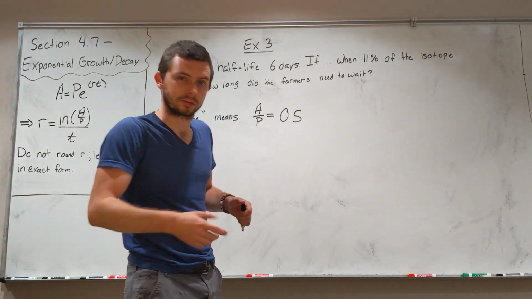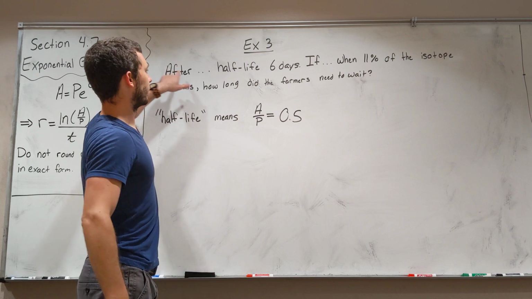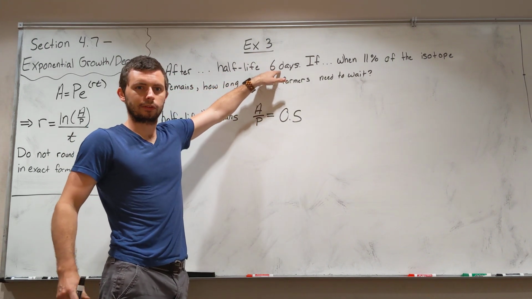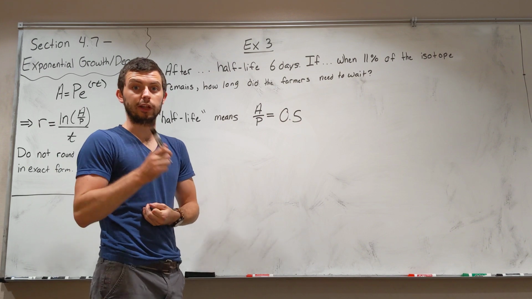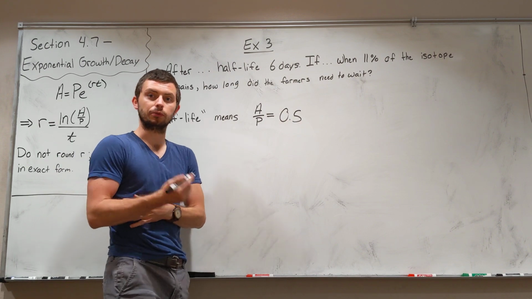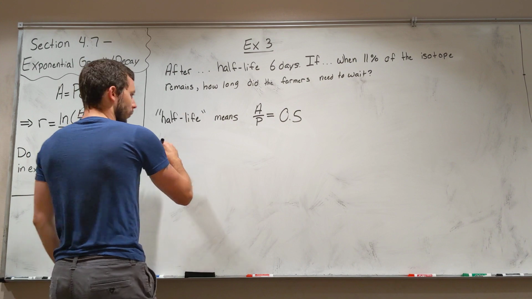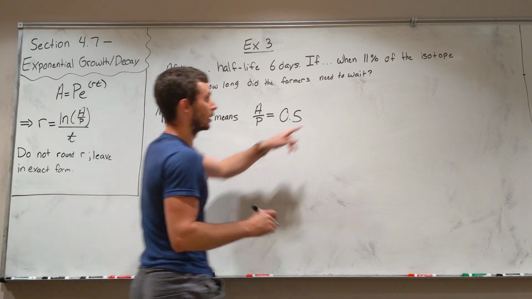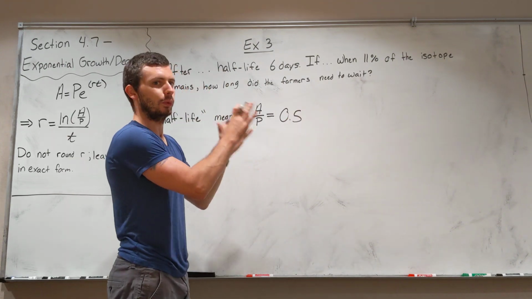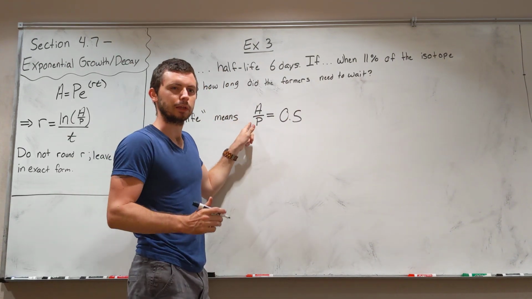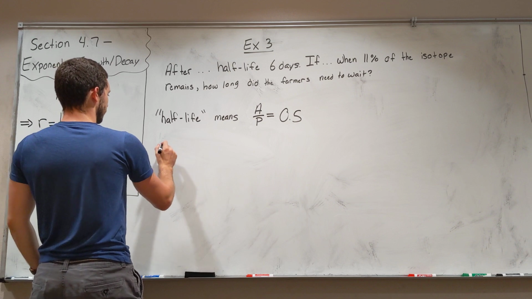Yeah, the first sentence. So it says that the half-life is 6 days, and if you're given what the half-life is, then you can figure out the rate in the same way we've done before. So remember, this is the intermediate step. The 11% is not the rate. It will be the new comparison between A and P, which we'll get to in a second.